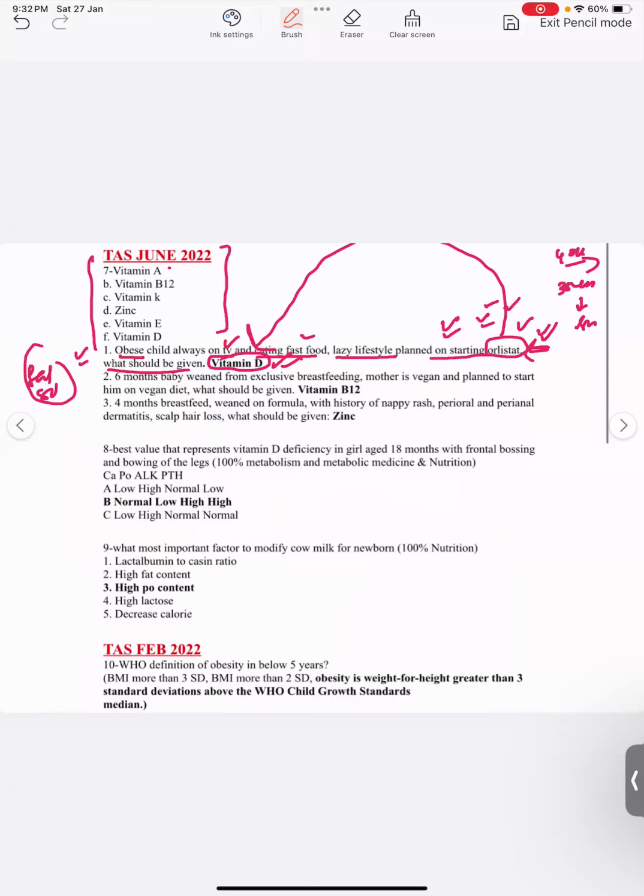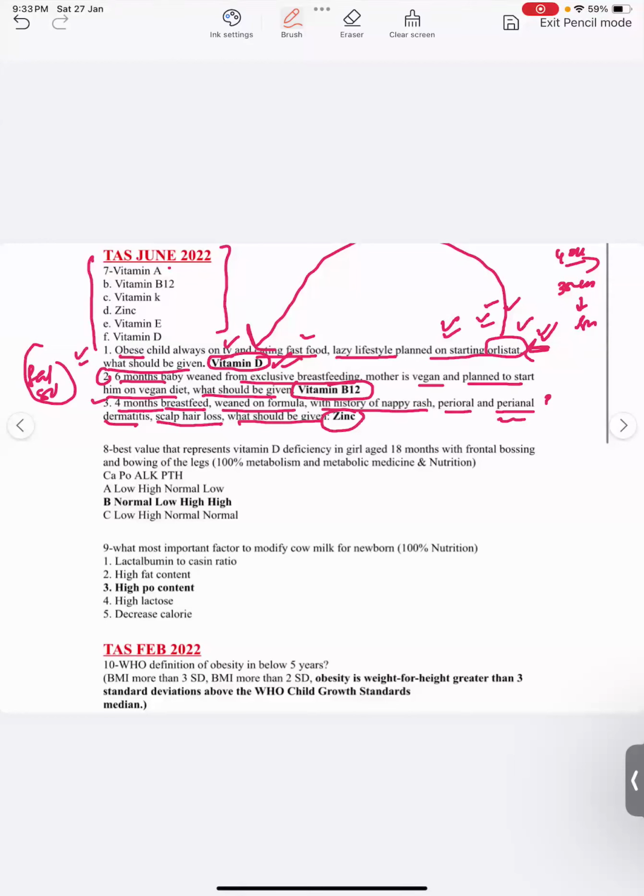Next question. A 6 month old baby weaned from exclusive breastfeeding. Mother is a vegan and plans to start him on a vegan diet. What should be given? We have read most likely it is vitamin B12, but other deficiencies may be present. The next question. A 4 month old breastfed baby weaned onto formula with history of nappy rash, perioral and perianal dermatitis, scalp hair loss. What should be given? Any ambiguity, that is acrodermatitis enteropathica, and zinc supplementation should be given.